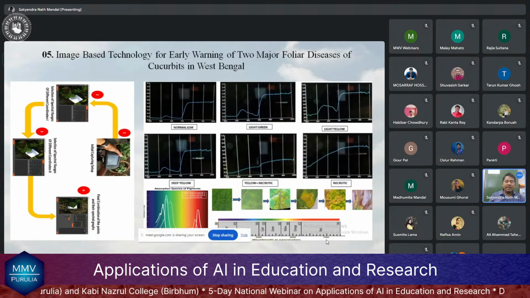If we see the spectral signature, the normal leaf, the leaf with disease just coming, and the leaf at the end of the disease, every time the spectral signature is different. If we continuously follow the field and the spectral signature changes, then we will inform the farmer that something is happening in your field. Just go check and spray the pesticide.